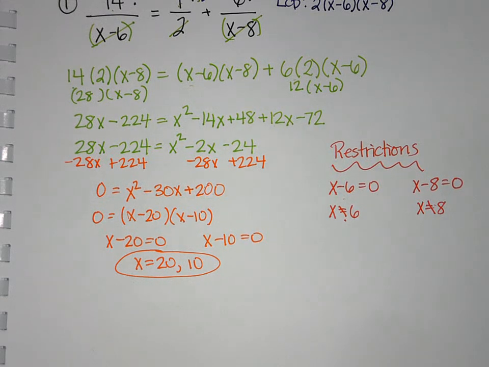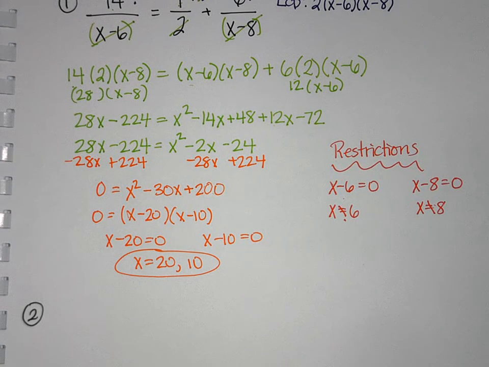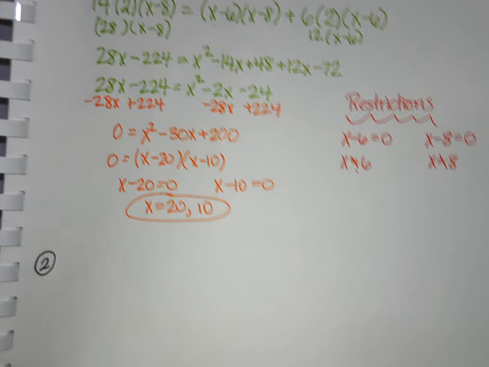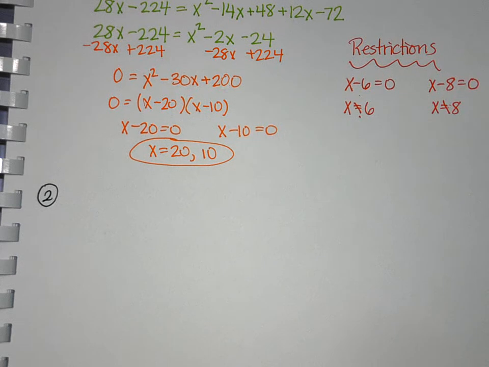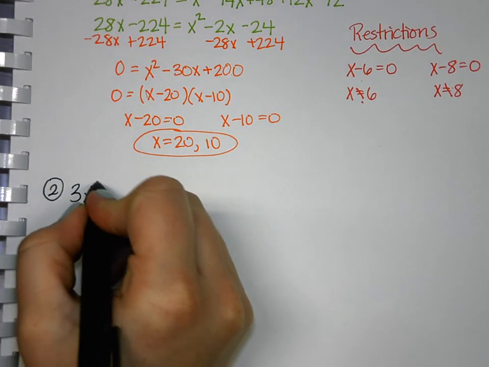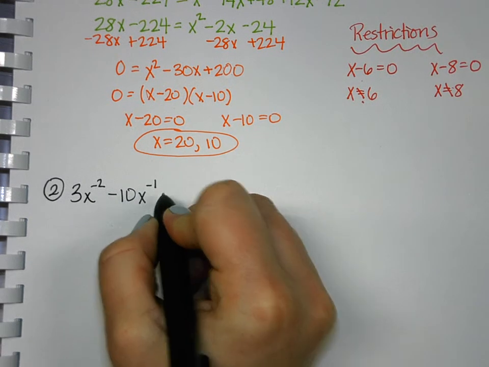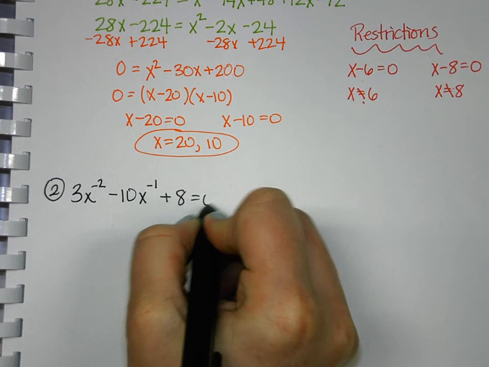Okay, so this was similar to the ones we did yesterday, a little bit longer of a problem, but we're doing the same problems. There's just going to be a step of rewrite before we get started into this process. So our second example is going to have negative exponents, and we're going to go through how we rewrite that so that we can solve it the same way we did number 1. So number 2, 3x to the negative 2 minus 10x to the negative 1 plus 8 equals 0.